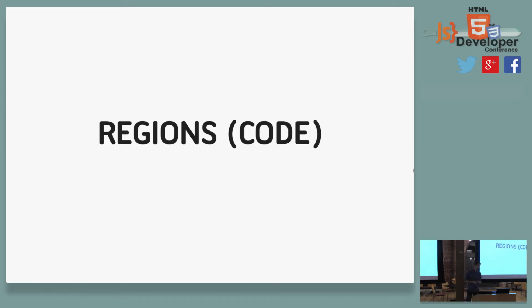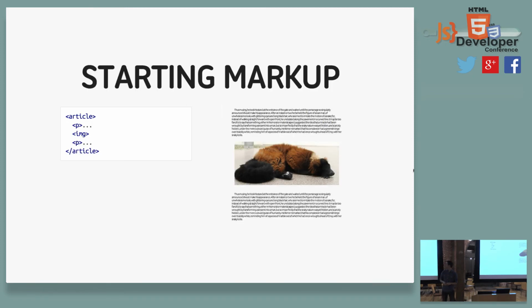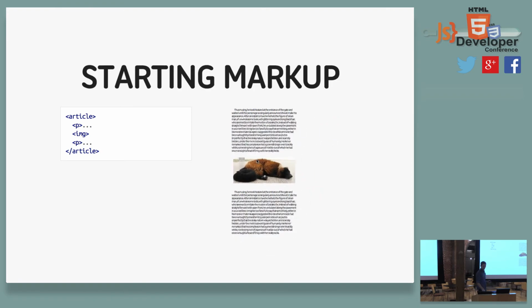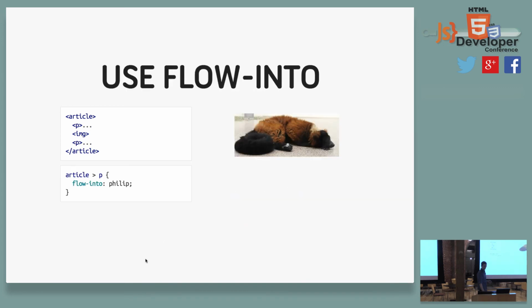Cool. So let's go over regions. Again, I talked about those named flows. Flow into is the property that creates them. If we're back at our example here, we have a paragraph, an image, and a paragraph embedded in this article. And again, we have this resizing case where everything is getting pushed down by default. So this is just our starting markup. From here, we're going to use flow into, and we're going to create a named flow.